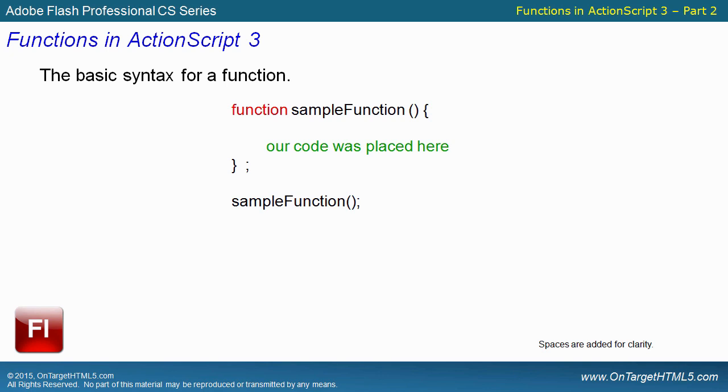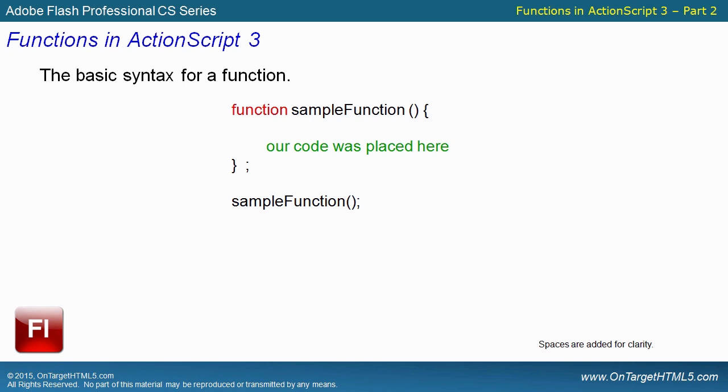So we have the basic syntax for a function on the screen. We start with the function keyword. We give the function a name, in this particular case, sample function. Then we have our parentheses, our opening curly brace. We put our code in between the curly braces. Then we close the curly brace and end it with a semicolon. And then we can call that function using the name with our opening closed parentheses and our semicolon.